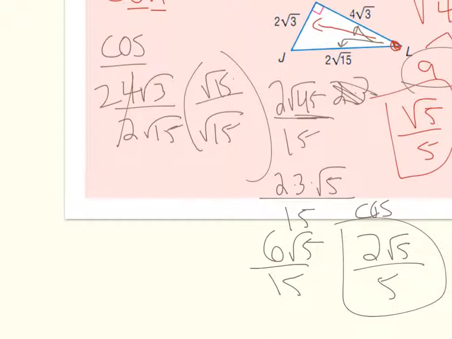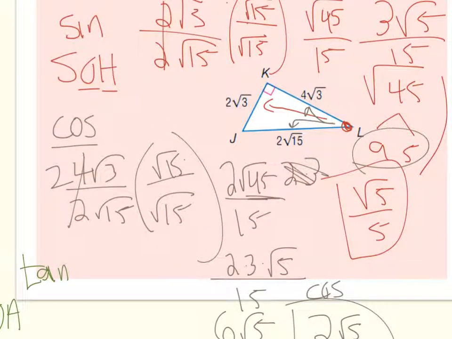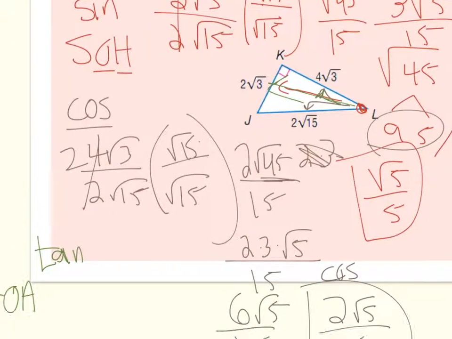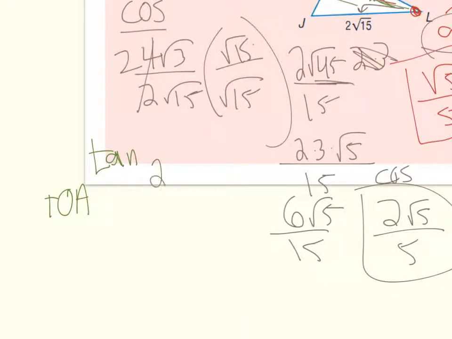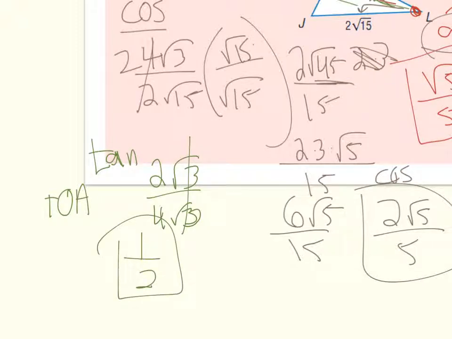So tangent then becomes opposite over adjacent. So that's the TOA. So tangent becomes opposite over adjacent. So my opposite side is 2 square root of 3. Adjacent side is 4 square root of 3. This one's actually easier. Let's watch what happens. 2 square root of 3 over 4 square root of 3. Well, the 3 over 3 cancels out. 2 over 4 is 1/2. There's my answer. That's all I need.